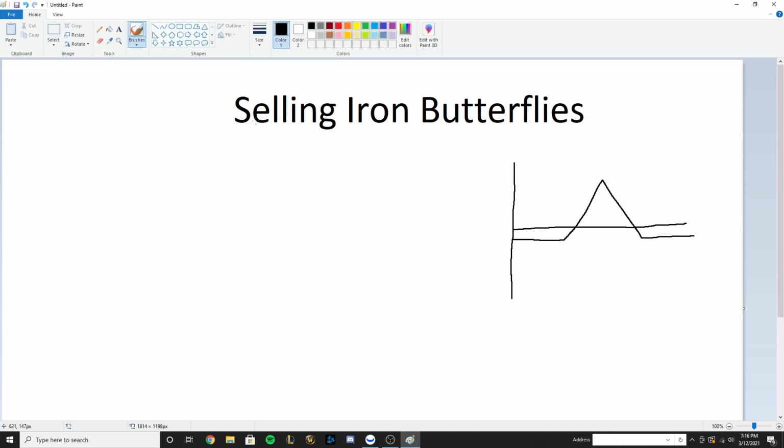So when you're selling an Iron Butterfly, it's basically made up of what are called legs, 4 different parts. The first 2 parts are the contracts you're going to be selling, and this is where your money comes in. So it's a really important part of the butterfly itself.